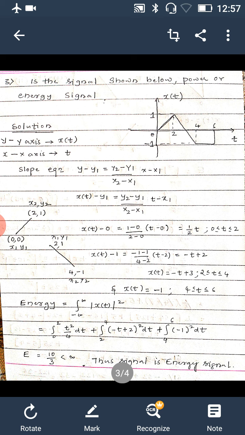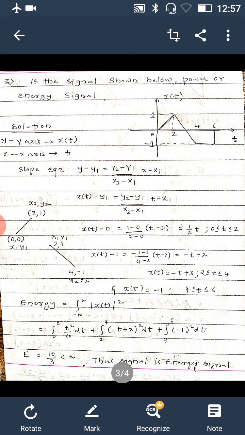So x of t is 1 by 2 times t for t greater than 0 and less than or equal to 2. And for the signal x of t between 2 to 4 we have one more slope, that is a downward slope, and the upper point is x1 y1. At that point the x1 and y1 coordinates are 2 comma 1. You can see here 2 is the x coordinate and the y coordinate is 1 for the upper point, and at the lower point the value on the x-axis is 4 and the value on the y-axis is -1. So the corresponding coordinates x1 y1 are 2 comma 1 and x2 y2 are 4 comma -1.